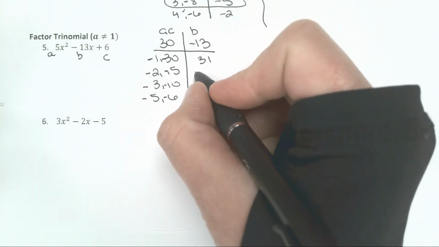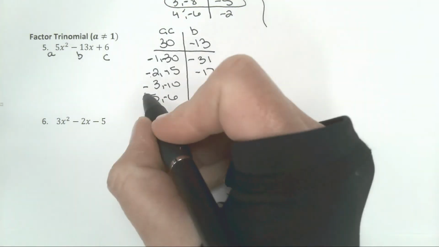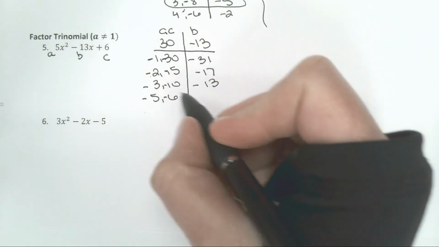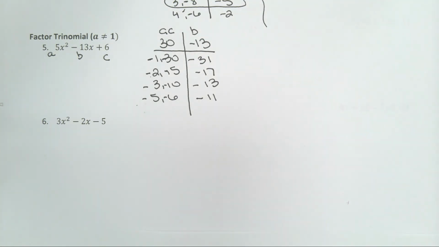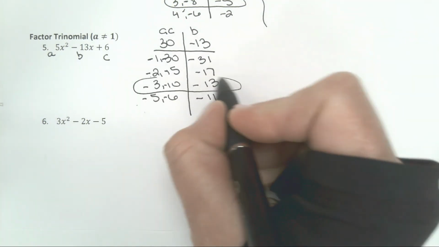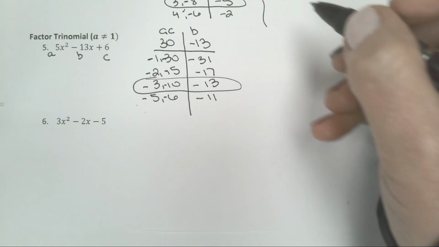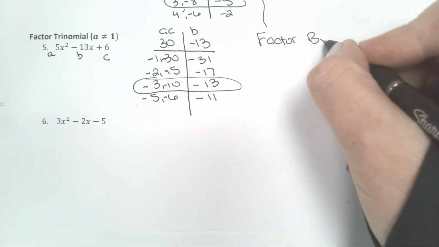Negative 2 plus negative 15 adds up to negative 17. No, let's fix that one. That's negative 31. Negative 3 and negative 10, that adds up to negative 13. Negative 5 plus negative 6 adds up to negative 11. All right, so that one is my winner. Okay. We're going to do this first one in what I call factor by grouping.